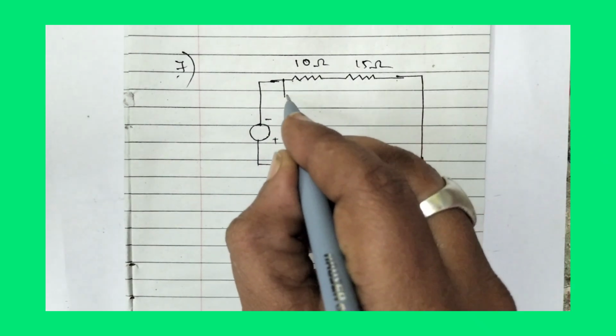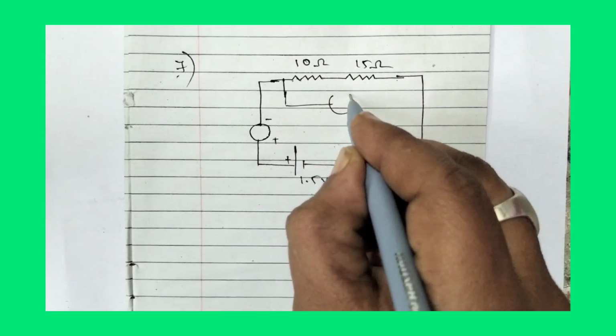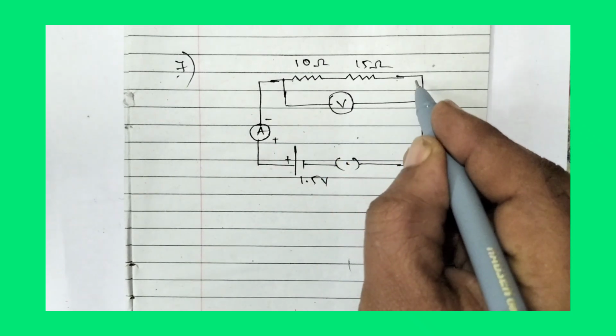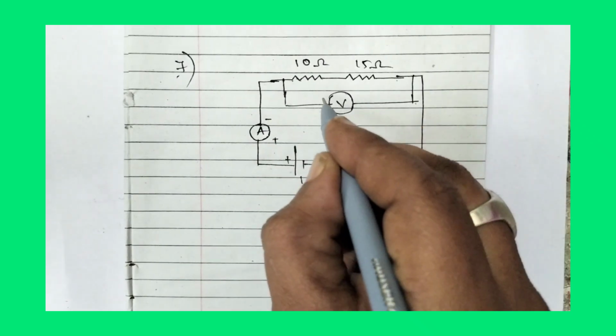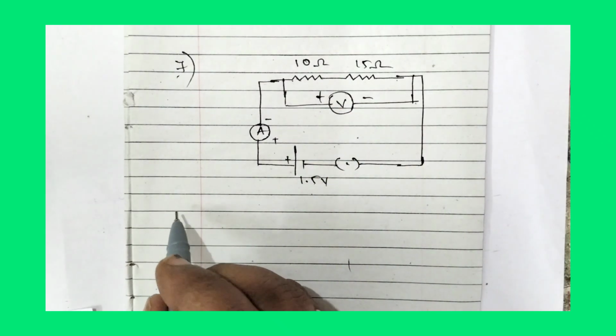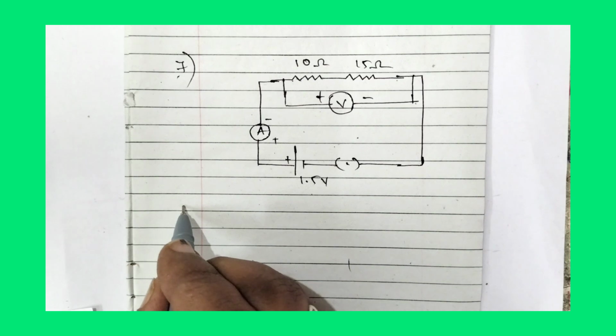Then the voltmeter is connected in parallel. This is the ammeter, this is the voltmeter. It is connected in parallel. So this is the schematic diagram when the 10 ohm and 15 ohm resistors and the battery are all connected, with the ammeter connected in series.